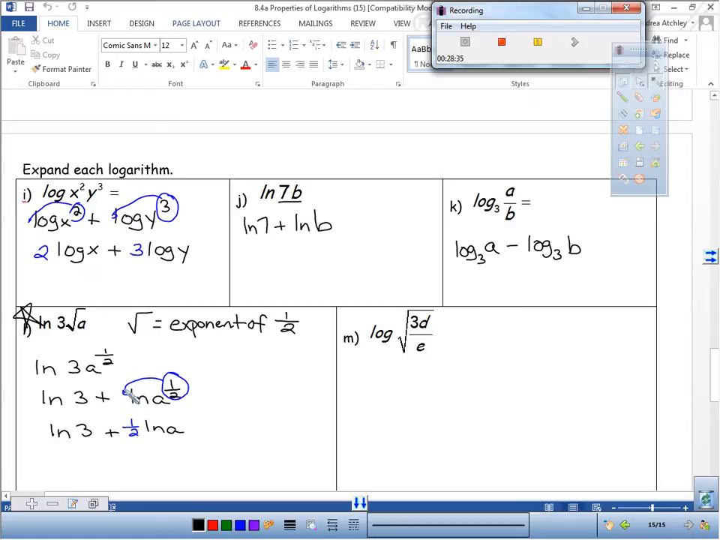Any questions over that? We're all good? Okay, this next one's a little tricky because the whole thing is to the 1/2 power. So I'm going to rewrite it like this. The log of 3d divided by e, everything to the 1/2 power.